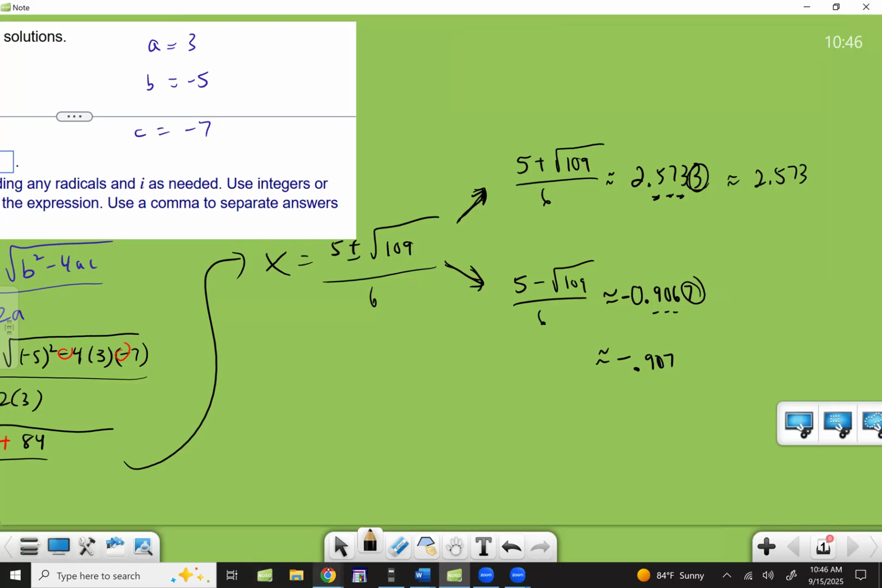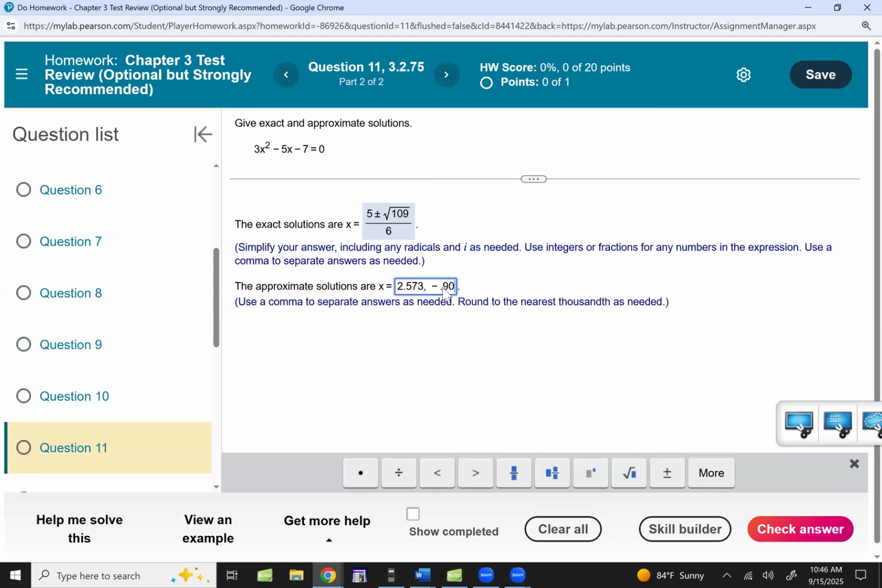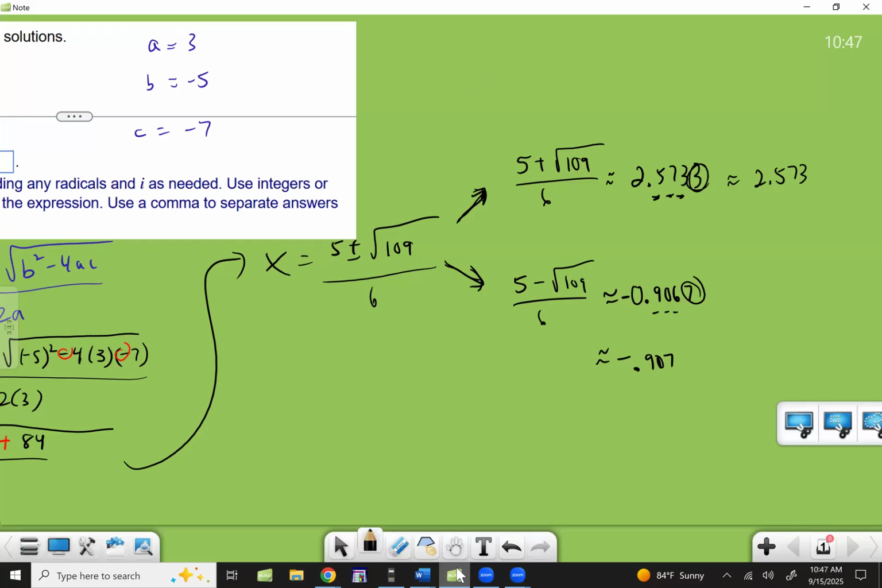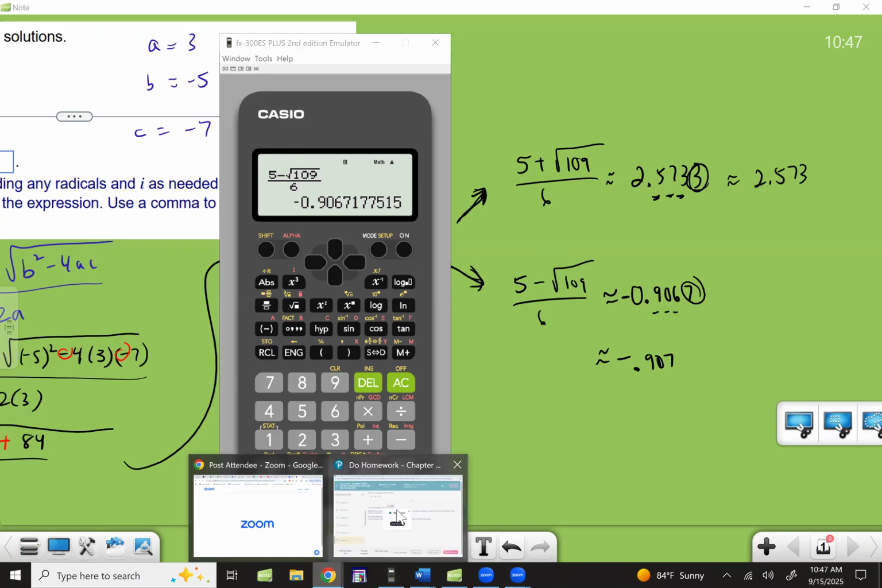Okay, let's go put those in. 2.573, comma, negative 0.907. We put a comma between them, like it said. Perfect. So you do one with the plus case and one with the minus case. This calculator is just going to spit the same thing back out, so you have to remember to hit your S to D button if you're using this Casio. Awesome. All right, let's try the next one.